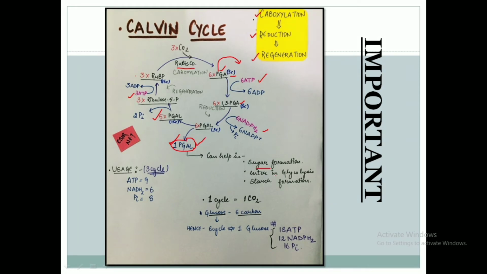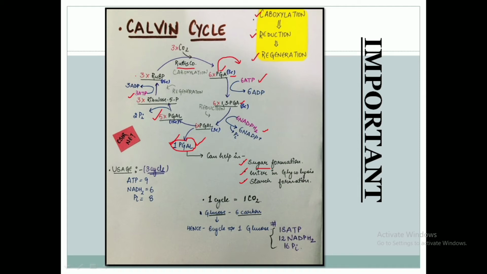But depending upon the requirement of the plant, this PGAL can either enter into sugar formation, or it can enter glycolysis, which is a process in the respiration topic, or it can help in starch formation. So now let us look at the usage of ATP and NADPH2 in the cycle.